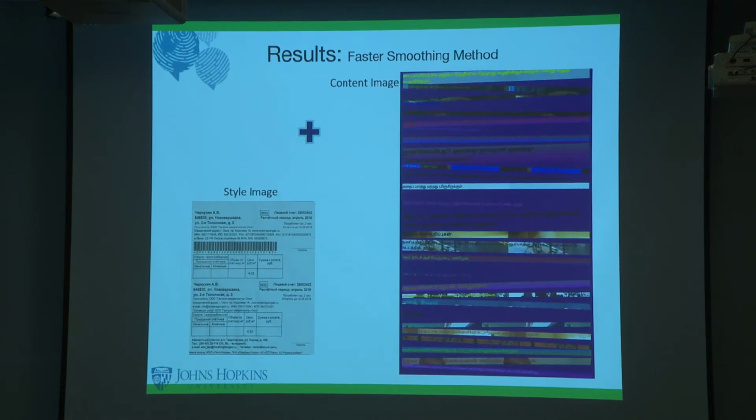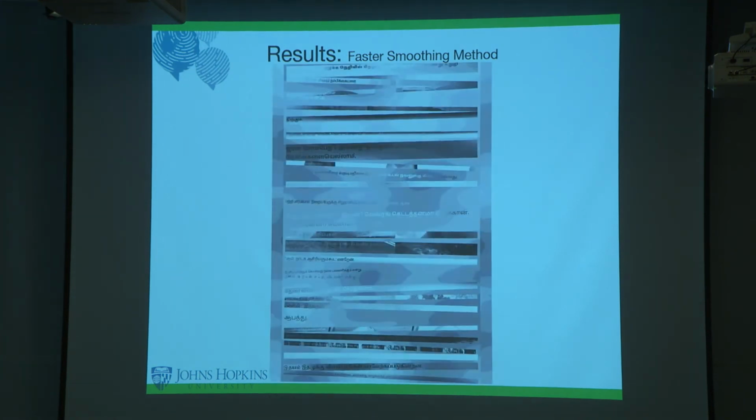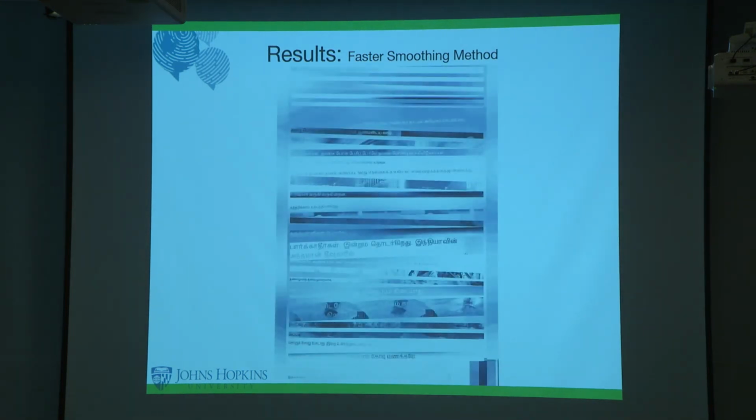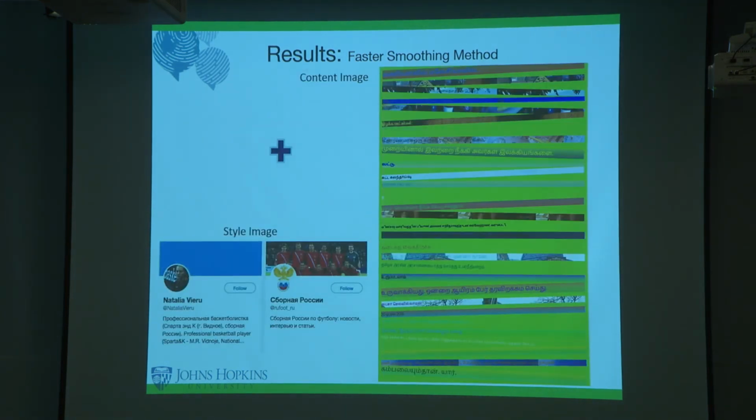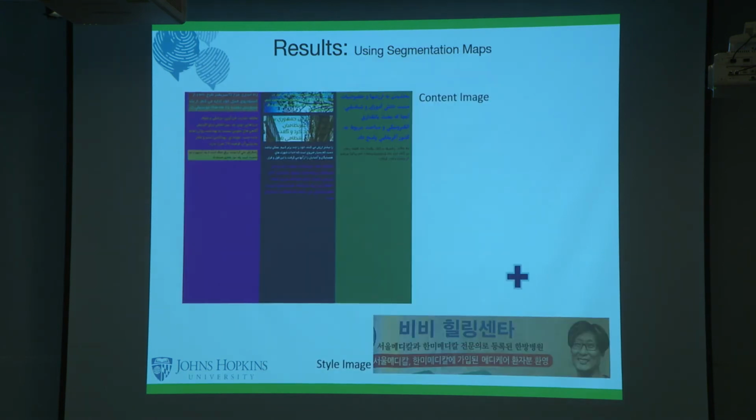And these are some examples using the faster smoothing method. You can see that they look pretty similar in comparison to the original smoothing method. And here are some examples using segmentation maps.